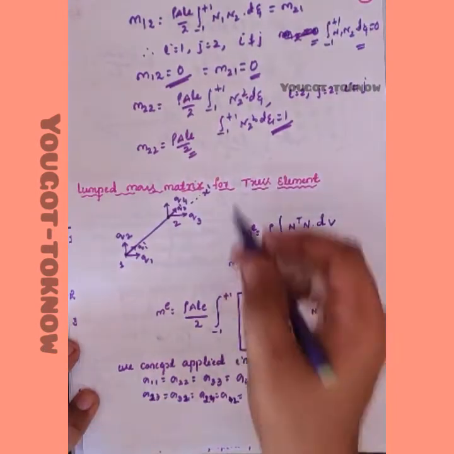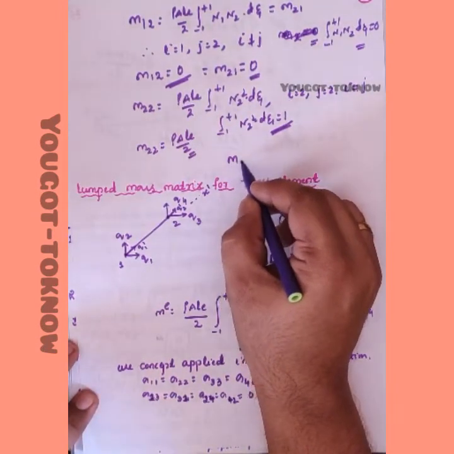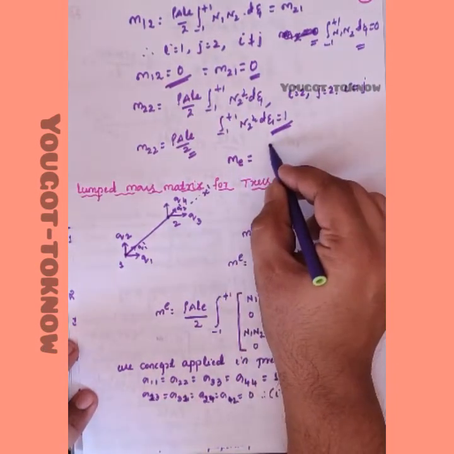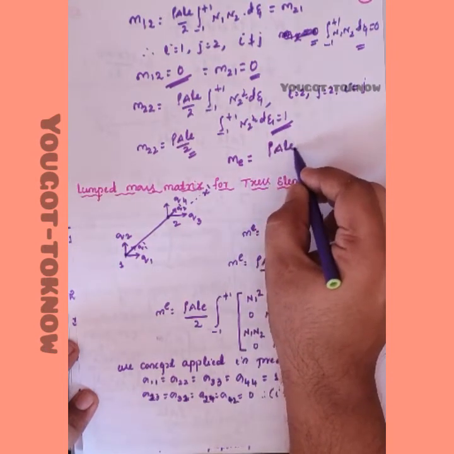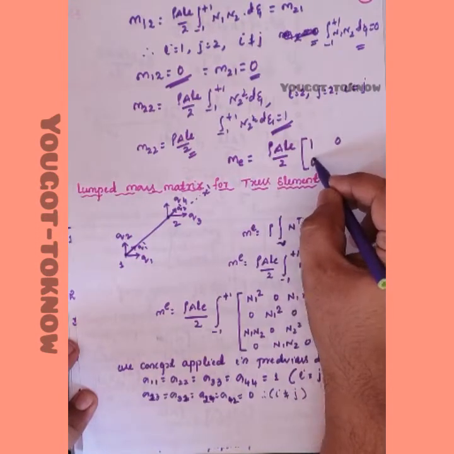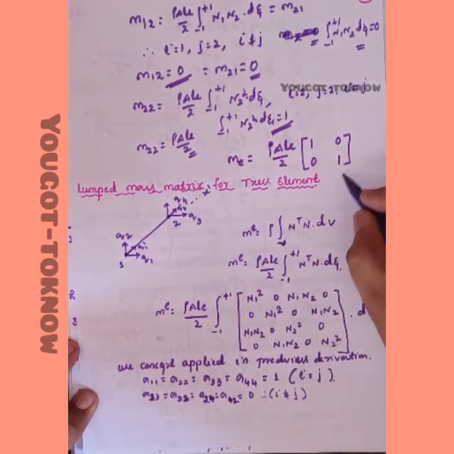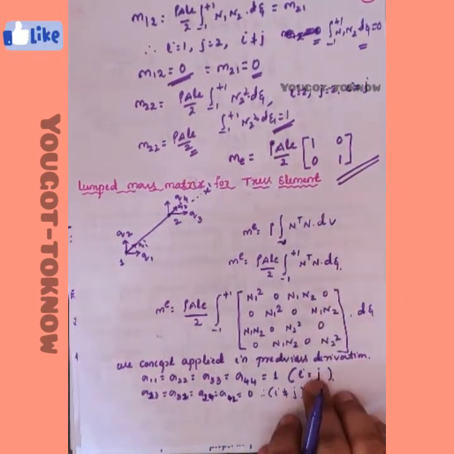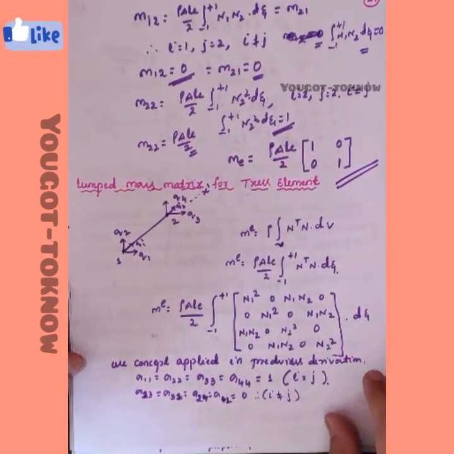Rho A LE by 2. Now what is your mass matrix? See, the lumped mass matrix ME will be equal to rho A LE by 2 as common, and now what is this value? 1, 0, 0, 1. Now this is called the lumped mass matrix for bar element. Lumped mass matrix for bar element.